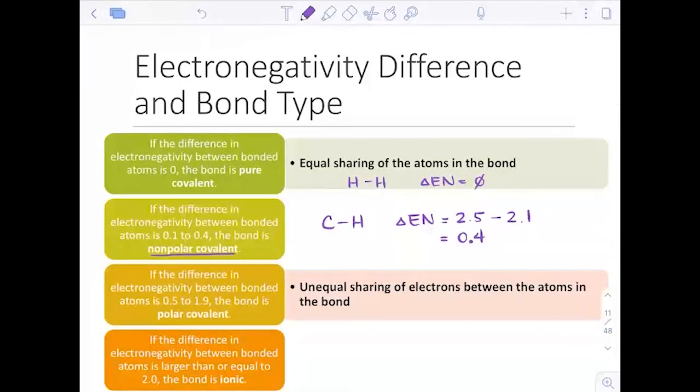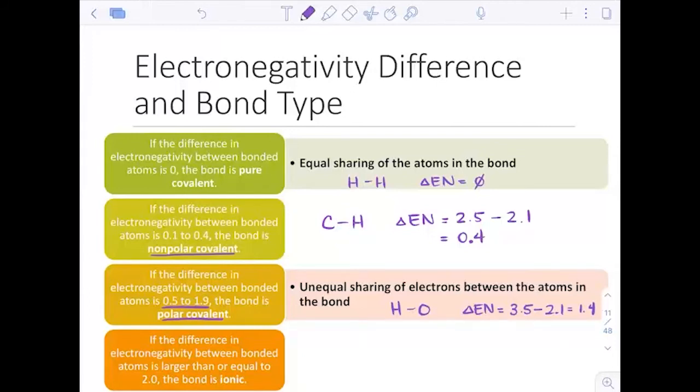Now, if the difference of the electronegativity is between 0.5 and 1.9, that's what we describe as polar covalent. That is something like HF, or even H2O. Oxygen, if we look on that electronegativity chart, is 3.5. Hydrogen, again, 2.1. That difference is 1.4. Polar covalent, unequal sharing of electrons between the atoms in the bond.